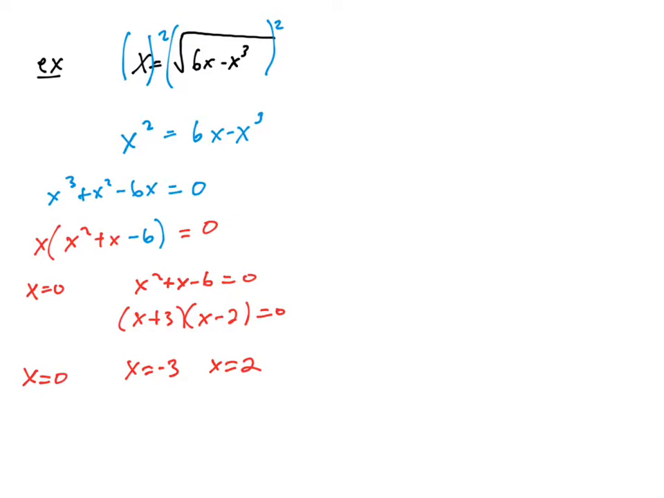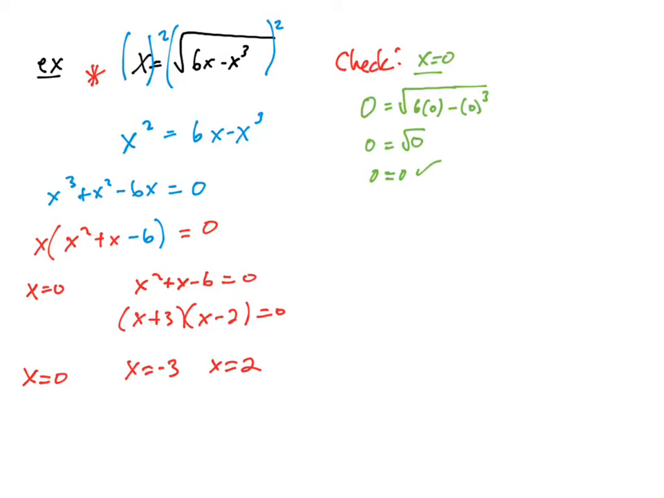Now, because we squared both sides up in the first step, we need to be careful, because what happens when we square both sides in this instance is we're actually multiplying the left side by x. We're introducing an extra factor of x into this problem. So whenever we do something like this, we need to check our solutions. So let's check each of these solutions. So when x is equal to 0, does that work? We get 0 equals square root 6 times 0 minus 0 cubed. We get 0 equals square root 0, 0 equals 0.